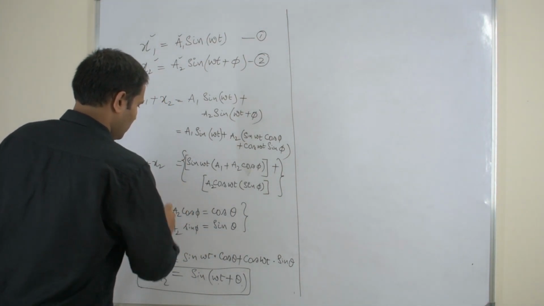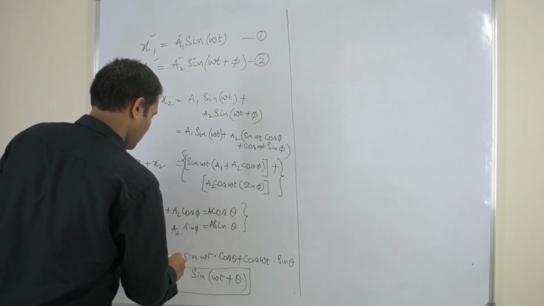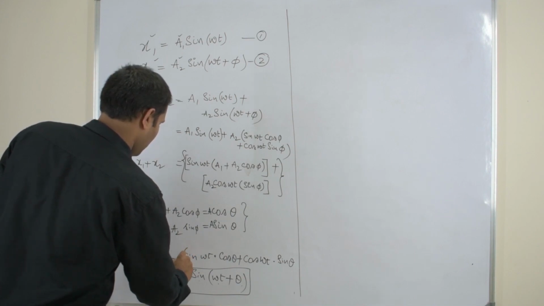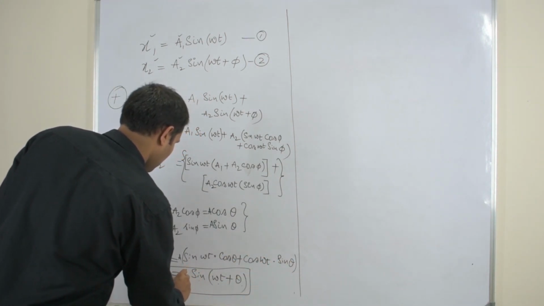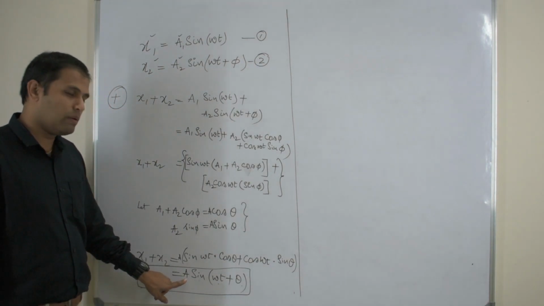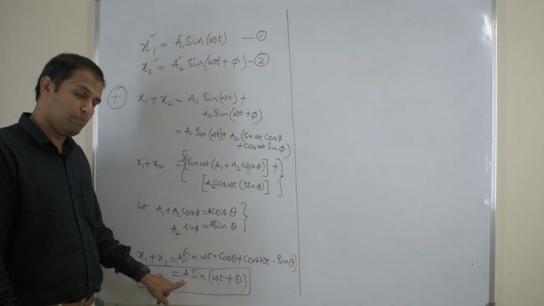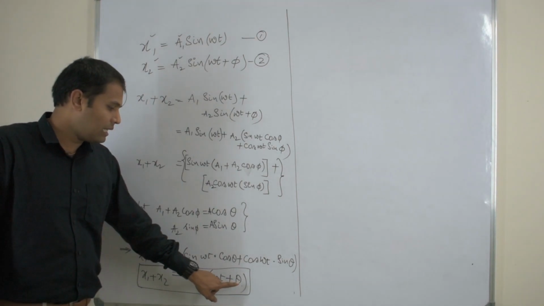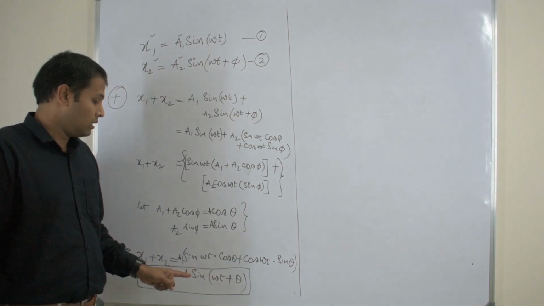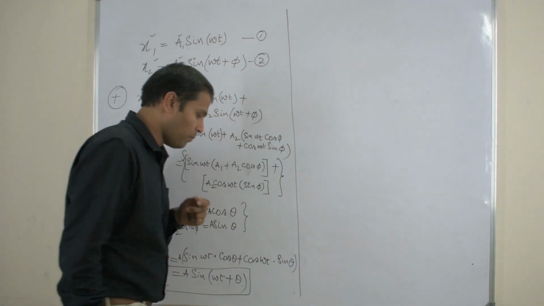Right here we forgot this one, A. So A you can take common. So A you will be getting. So in this case, what happens? A will be the amplitude of your resultant simple harmonic motion, and omega t plus theta is the phase angle of the resultant motion. Right. Okay.